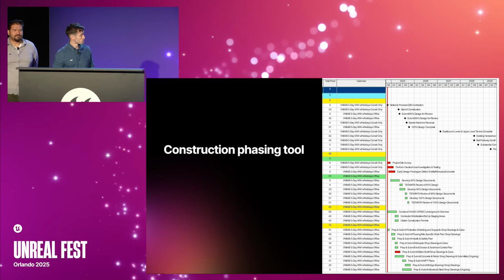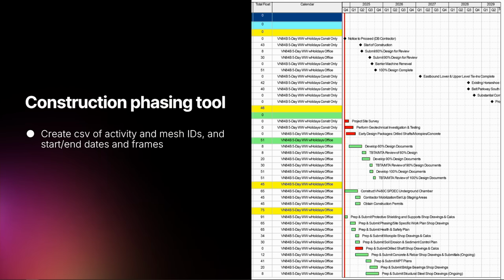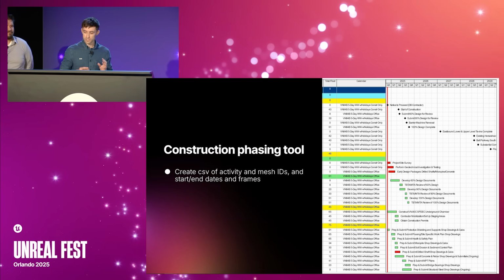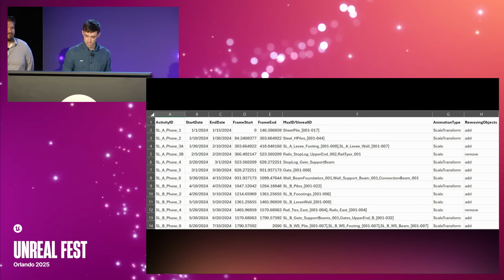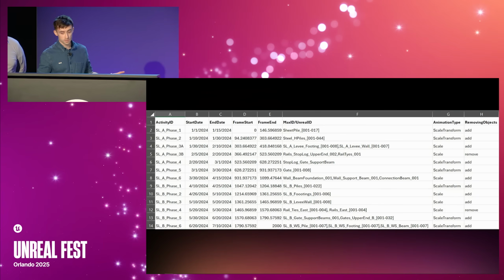So this is our construction phasing tool. We have to start by ingesting this data from this PDF into some type of Excel sheet or a CSV file that uses the activity or phase IDs, along with all the mesh IDs from 3ds Max. And of course, with the start and end dates for the actual project and how many frames we want that to show in the animation. So this is a manual process, unfortunately, but we can do this completely in Unreal without this step if needed.